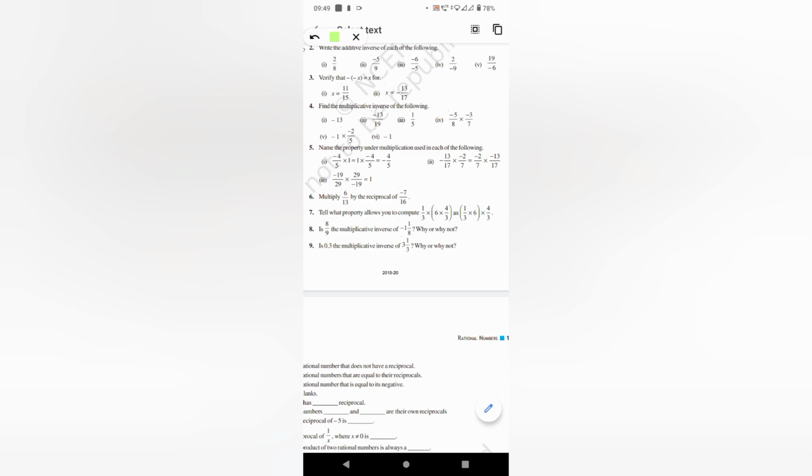Find the multiplicative inverse of the following. So, what will be the multiplicative inverse? The first is minus 13. The answer will be minus 1 by 13. Okay. The next question will be minus 19 by 13. The next question will be 1 by 5.